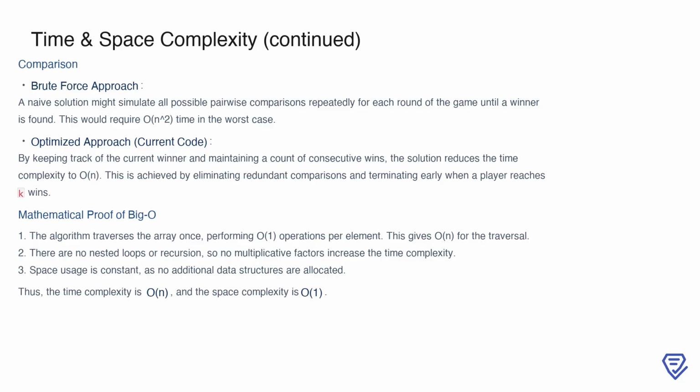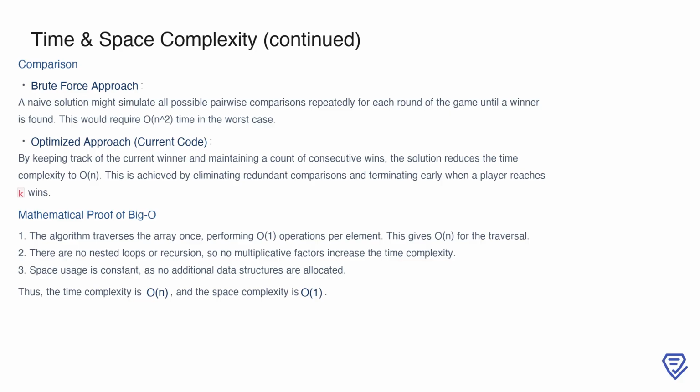To mathematically confirm this, we note that the algorithm traverses the array once, performing O(1) operations per element. There are no nested loops or recursive calls that would multiply the complexity. Additionally, space usage remains constant since no extra data structures are used.